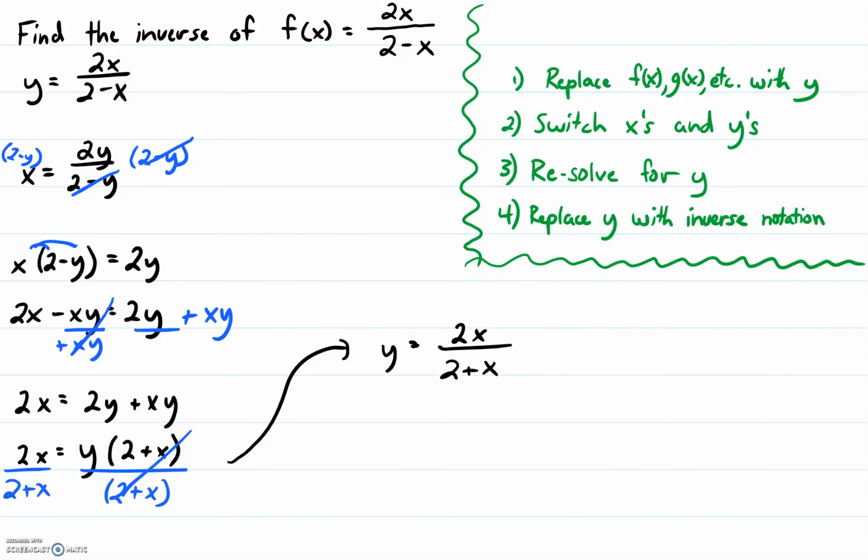And so now we've finished with step 3, so going on to step 4, we just want to replace our isolated y with the inverse function notation. So our original function was f of x, so the inverse notation would be f inverse, or f negative 1 of x, is equal to 2x over 2 plus x. And that is our inverse.